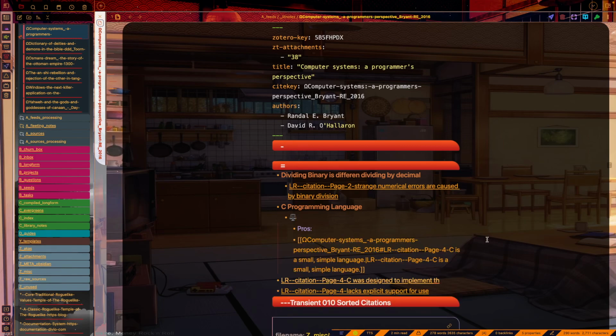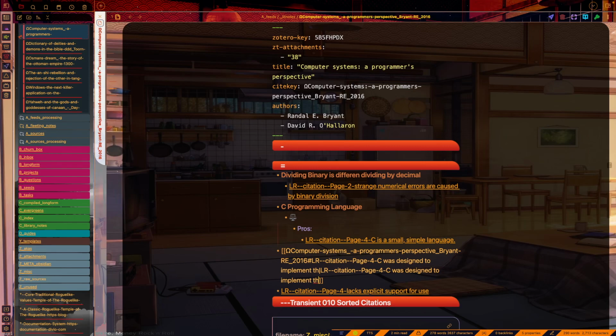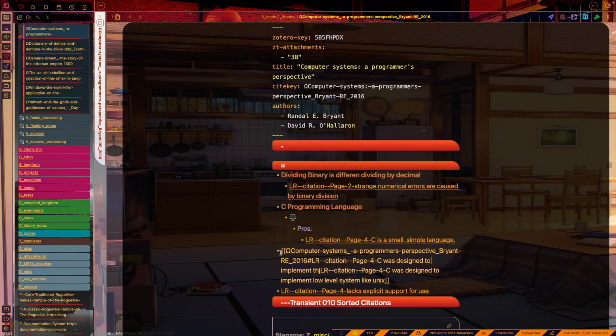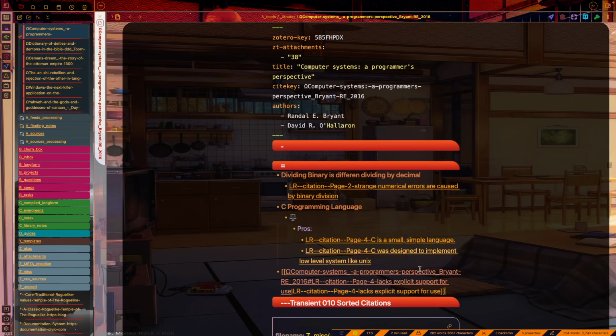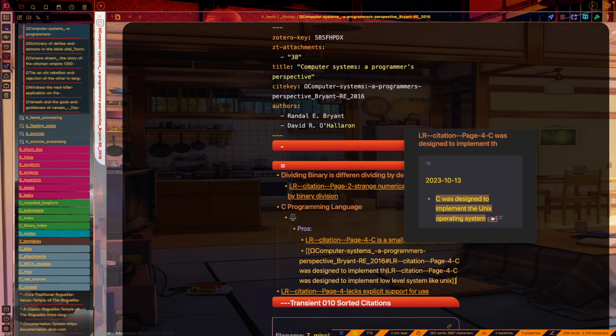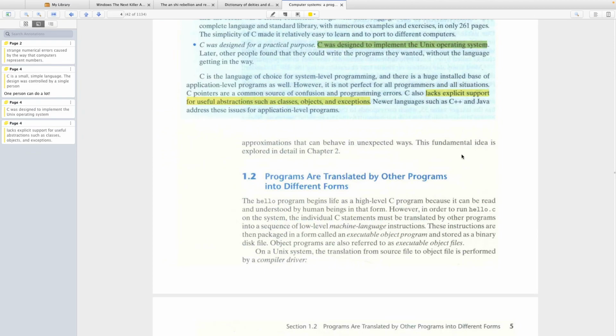It's designed to implement, I already know, low-level systems like Unix. I can look at it and I was right. Pros, right? It's the perfect solution for doing low-level systems like Unix because that was its purpose, and that's actually on page 4, right? It was its practical purpose.